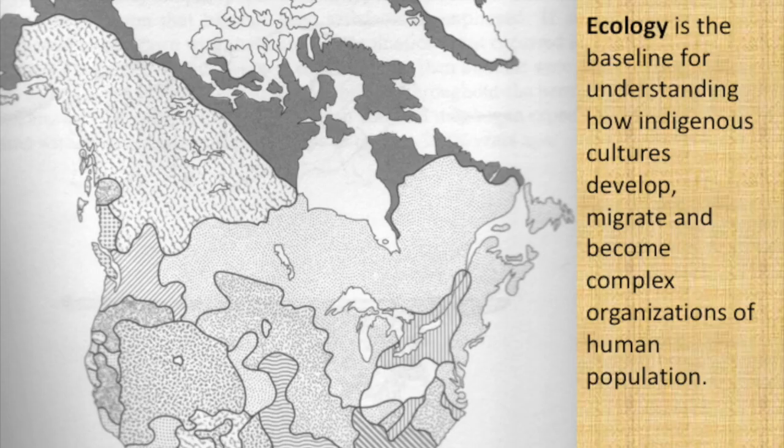So both of these conditions are mitigated by cultural knowledge, expressed through art and poetry and songs, all those things like dance and story and spirituality, and also technology. Technologies have to be developed that stay consistent within this particular set of equations. So ecology is the baseline for understanding how indigenous cultures develop, migrate, and become complex organizations of human population. Let's begin to look at indigenous land use with two examples.